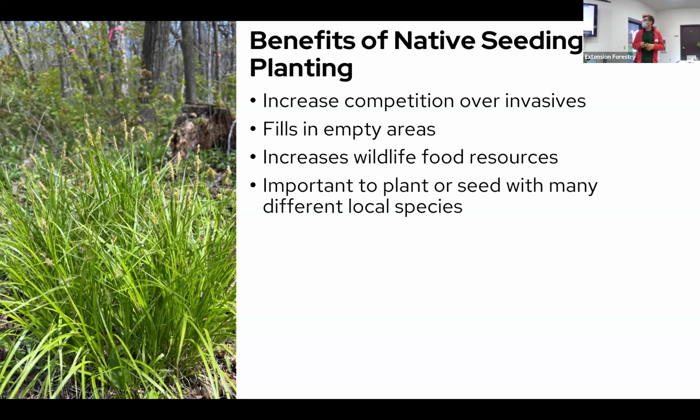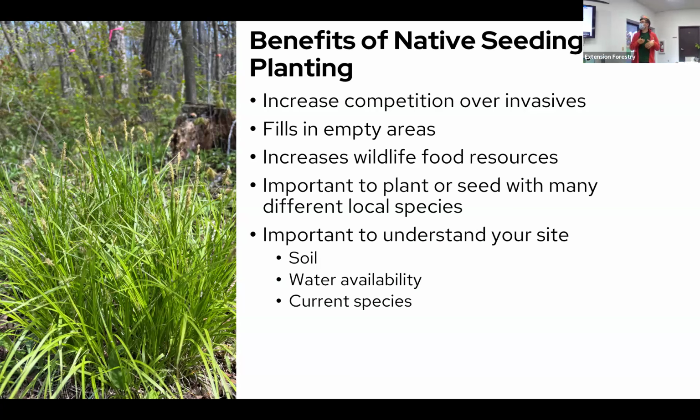I think it's really important, if we are doing any kind of native seeding or native planting, first to talk to your forester, understand your site, understand the soil and the water availability, because that's going to determine what species will be successful in planting. And then we also want to look at what current species are in the forest, and having an abundance of other plants.